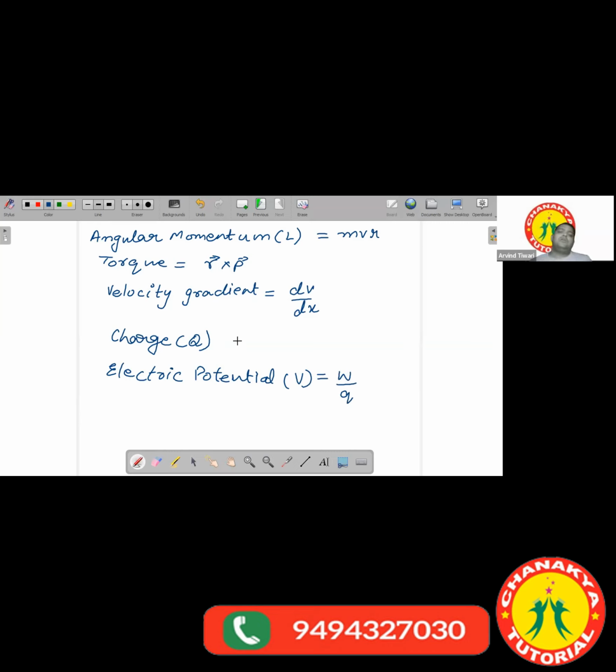Okay. Now, to find out charge, we should use the definition of current. So current is given by I equals Q by T, and hence charge would be given by I multiplied by T. Okay, I'll let you write down. Try to write down. I'm giving you 2 minutes.